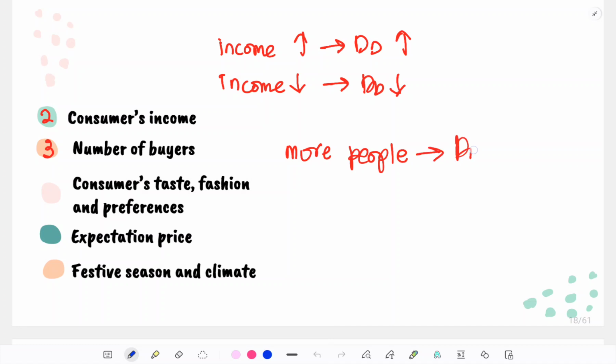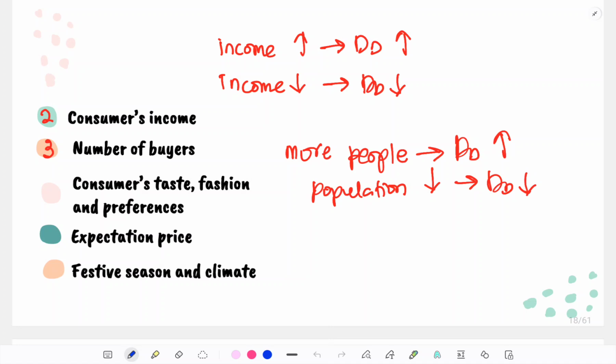So this will lead to an increase in demand for goods and services. So the demand curve will shift rightwards. But if the population decreases, or when the number of buyers decreases, the demand will go down and the curve will shift leftwards.